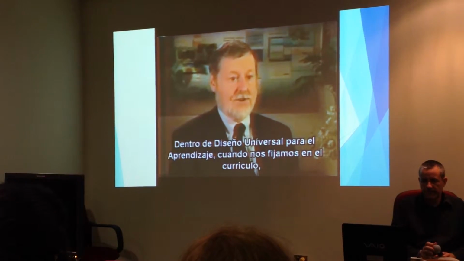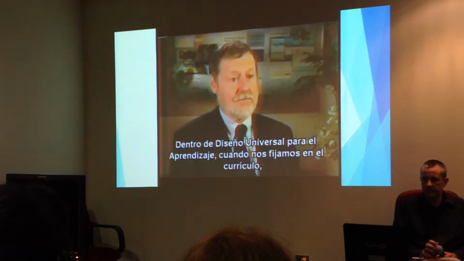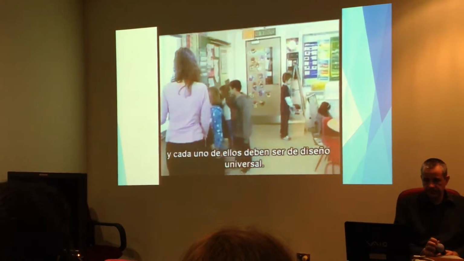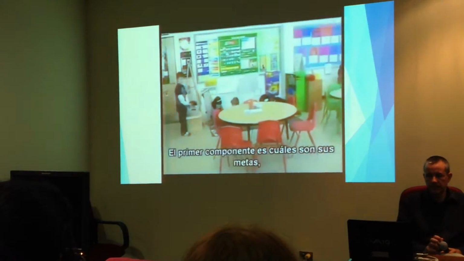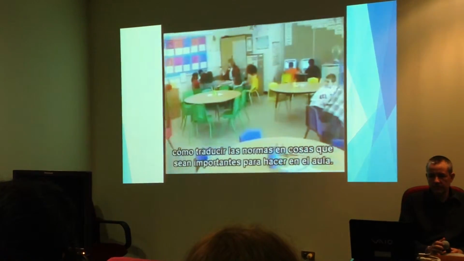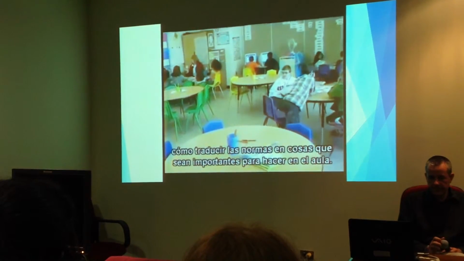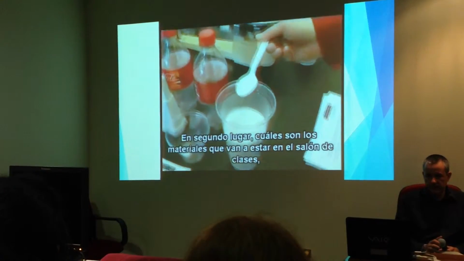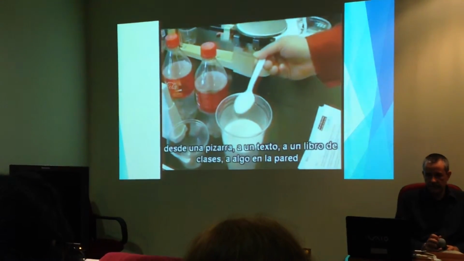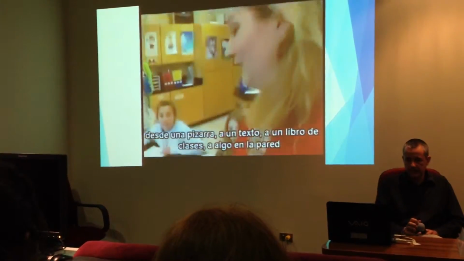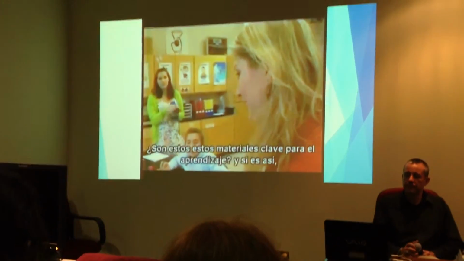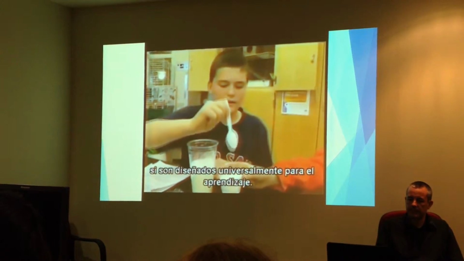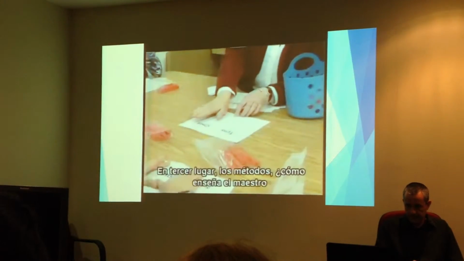Within universal design for learning, when we look at a curriculum, we think of four main components, and each of them need to be universally designed. The first component is, what are its goals? How do we translate standards into things that are important to do in the classroom? Secondly, what are the materials that are going to be in that classroom? Everything from a chalkboard to a textbook to a workbook to something on the wall. Are these materials key to learning? And if so, are they universally designed for learning?